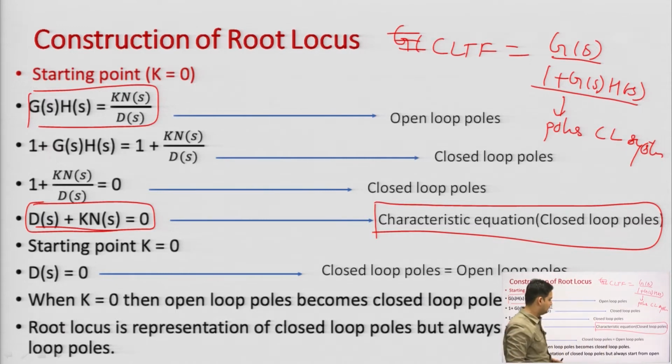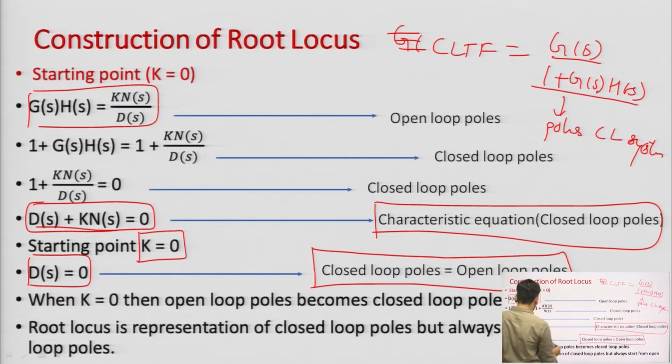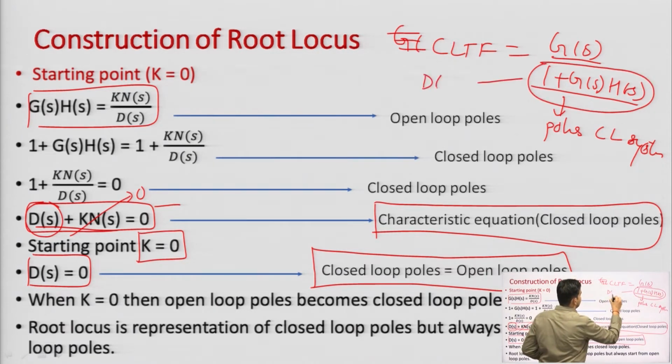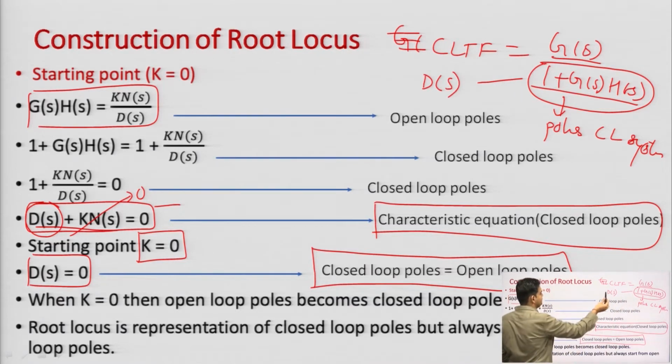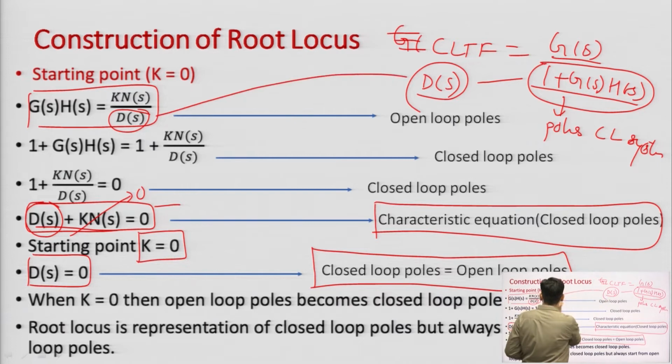Last time we had seen the starting point, whenever my K is equal to 0, in that case my K N(s) was coming to 0. So, in that case we can say the closed loop pole is equal to the open loop pole whenever my K is equal to 0. When you put K equal to 0, only the D(s) term will remain, and the remaining term would be 0, and this D(s) is very similar to the D(s) of open loop. Then we can say here the closed loop pole is equal to the open loop poles, right.